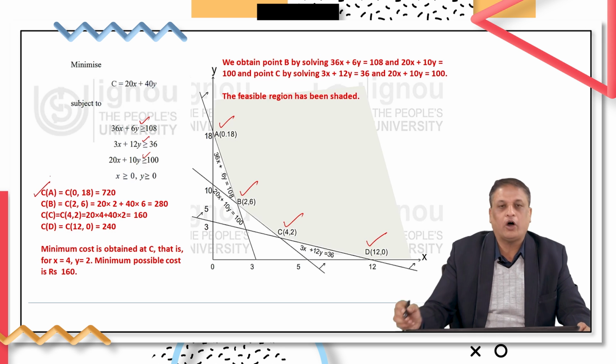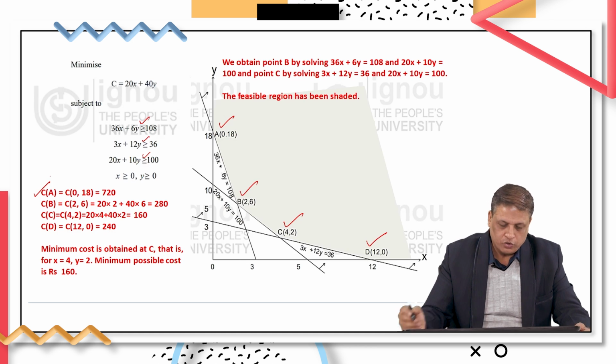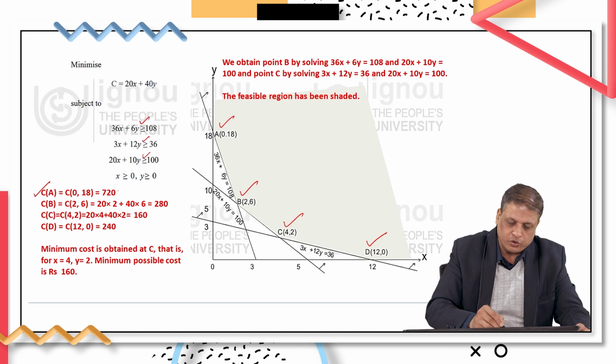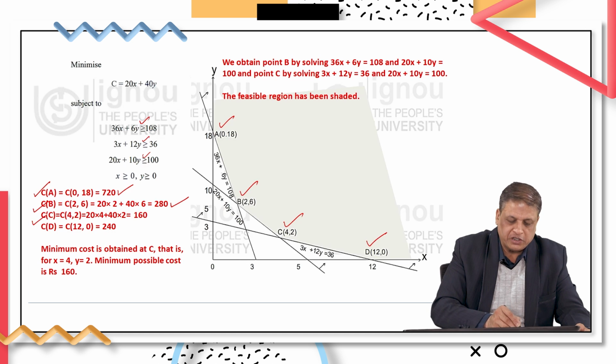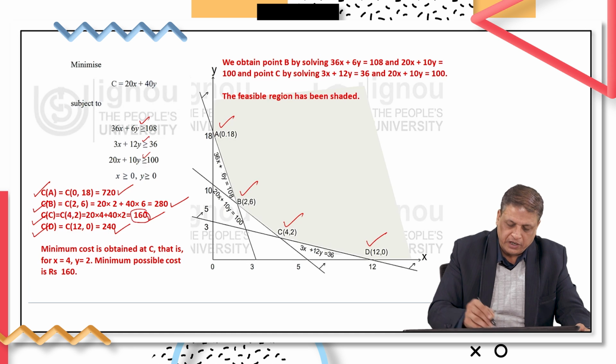These are the feasible solutions. Now we are going to evaluate the cost function at these feasible points and find the point at which the cost is minimum. At point A, the cost function evaluates to 720. At point B, it evaluates to 280. At point C, it evaluates to 160. At point D, it evaluates to 240. And it is found that at point C, it is the minimum.